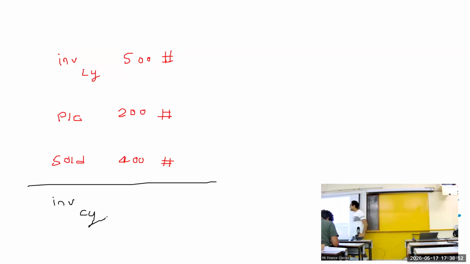So at the start of the year, we have 500 of inventory. During the year, we purchased 200 units of inventory. And during the year, we sold 400 units of inventory. So how much do we have at the end? 500 plus 200, 700, and minus 400 because we sold it. So the answer is 300.